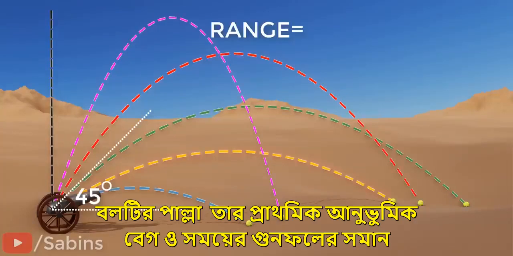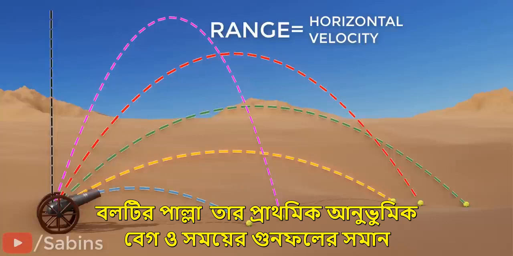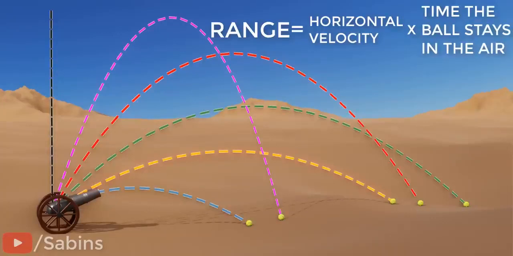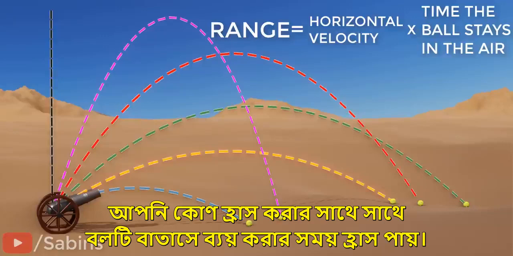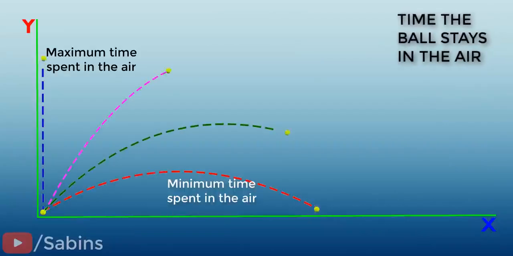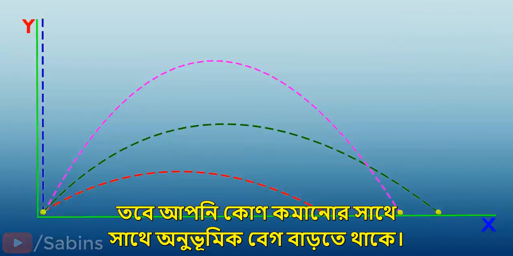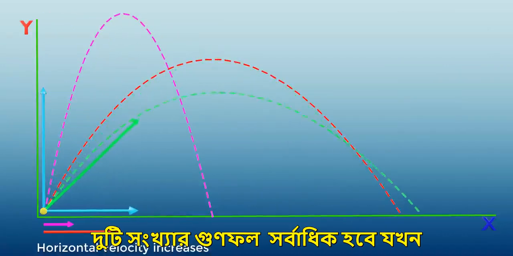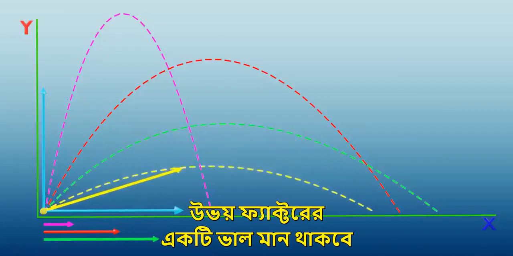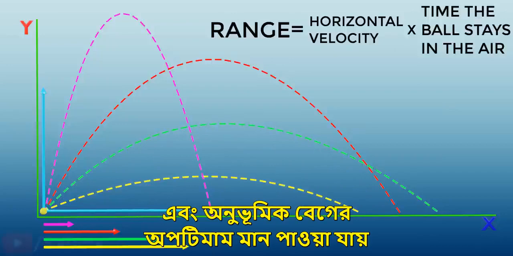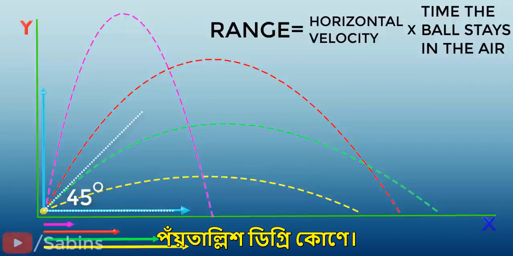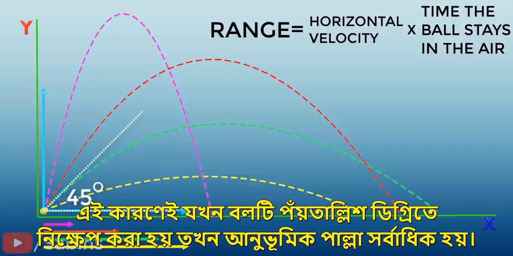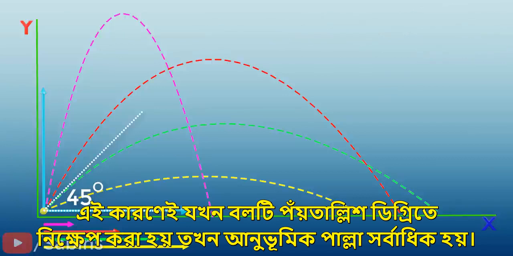The range of the ball is the initial horizontal velocity you have given multiplied by the time duration it stays in the air. The time the ball spends in the air decreases as you decrease the angle. However, the horizontal velocity keeps on increasing as you reduce the angle. Multiplication of two numbers will be maximum when both the factors have a good value. In this case, the time the ball spent in the air and horizontal velocity have a good value at the angle of 45 degrees. This is why you get maximum range when you throw the ball at 45 degrees.